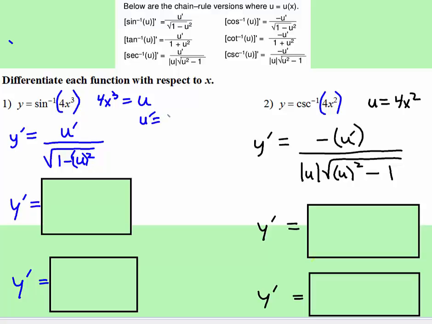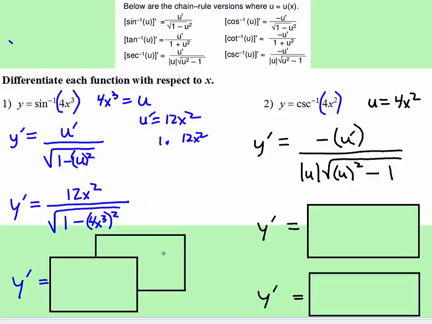The derivative of u is 12x squared. Sometimes some people show that as 1 times, but that's not what I did. Here, I'll show you. I'm just going to plug everything in. Again, sometimes there would have been a 1 here, and you would have put the 12x squared over here and then multiplied. But you just fill in the information.